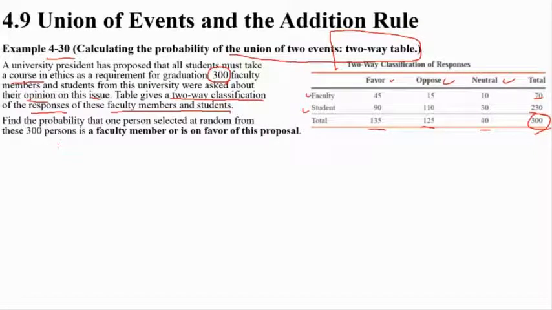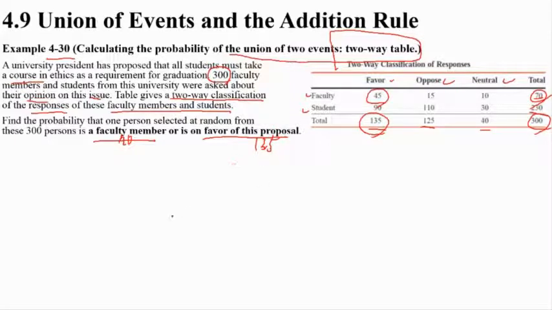What do they want? A faculty member, 70, and or in favor of the proposal, favor proposal 135. Just adding together? No. Which part? This part, the overlap. We should avoid counting that twice.